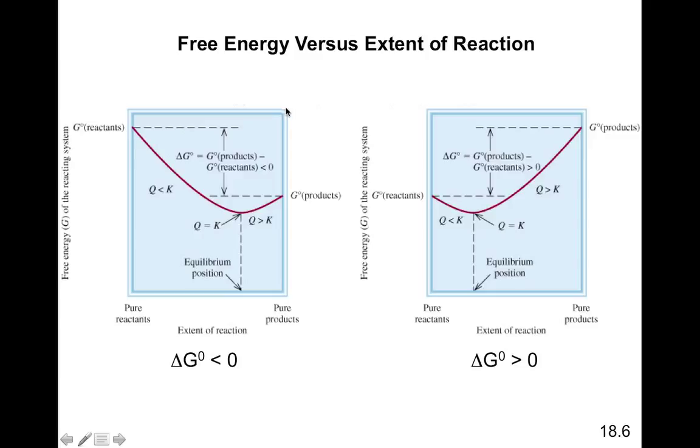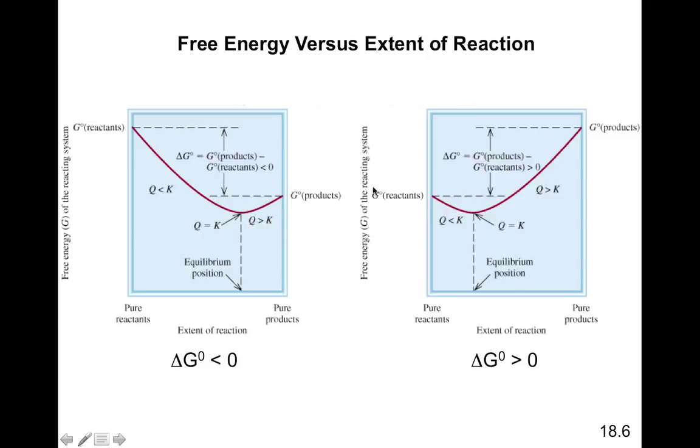Here's free energy versus the extent of our reaction. We're going from reactants to products. Q is less than K, so we make more products. Q is equal to K, we're at equilibrium. And if we overshoot equilibrium, Q is greater than K. So that would be more products than reactants.